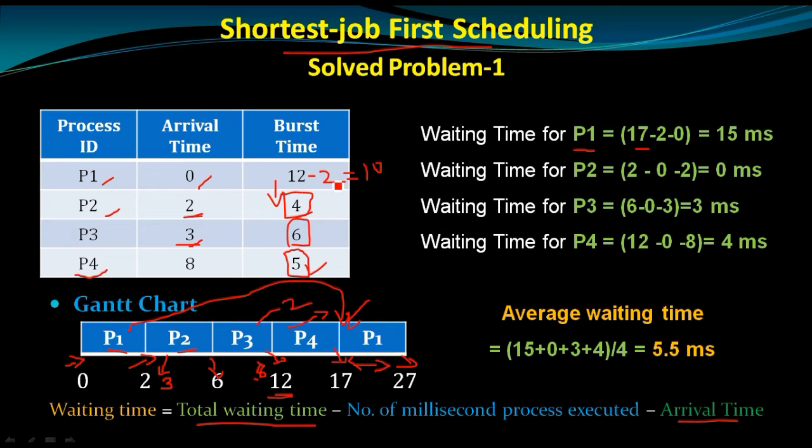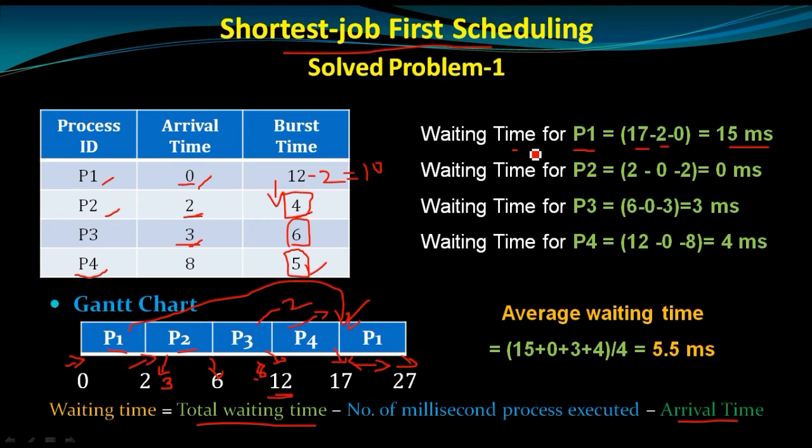So hence 17th millisecond is the total waiting time of P1, minus 2, that is the number of milliseconds the process executed already, that is 2 millisecond it is executed. Arrival time is 0, so 17 minus 2 minus 0 is 15 millisecond, the waiting time of P1.